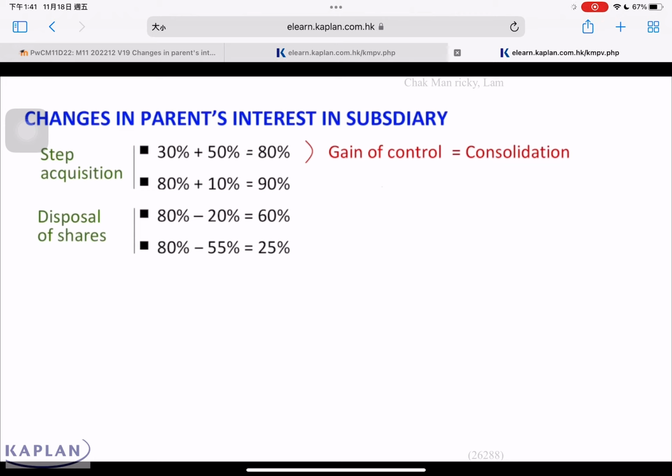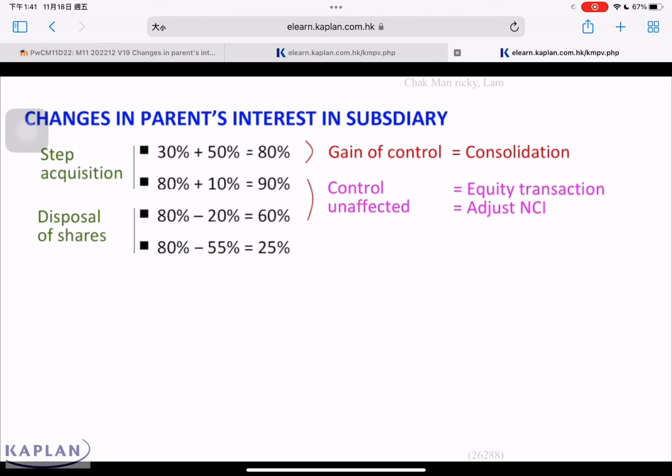Another type of change, before that is 80%, now it's 90%. 80 to 90, do we have more or less control? The same control. Because 80% gives us 100% control, 90% also gives us 100% control. No change in control. Before that is 80%, which gives us 100% control. After that is 60%, it still gives us 100% control. There's no change in control. Control unaffected. The ownership of the parent and NCI are subject to adjustment. For this type of change, because this is an equity transaction between the parent and the NCI, we adjust NCI.